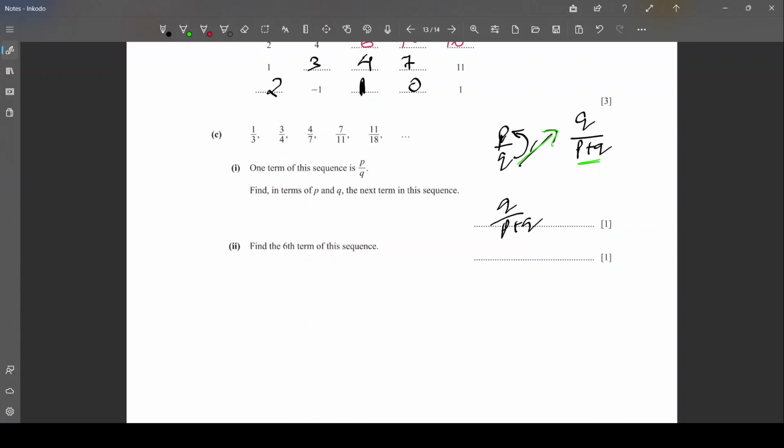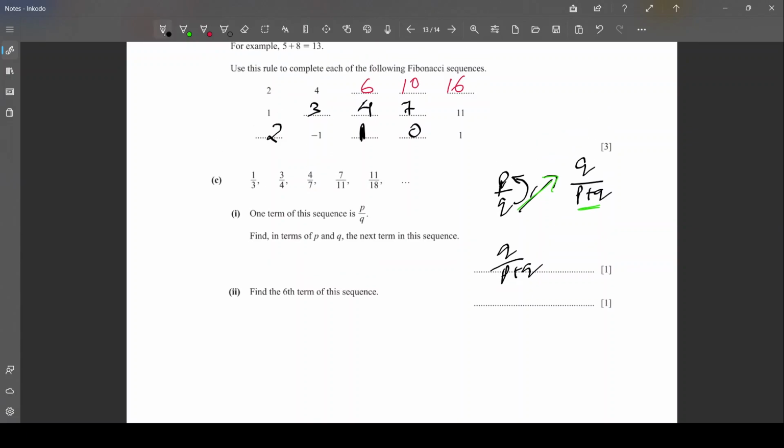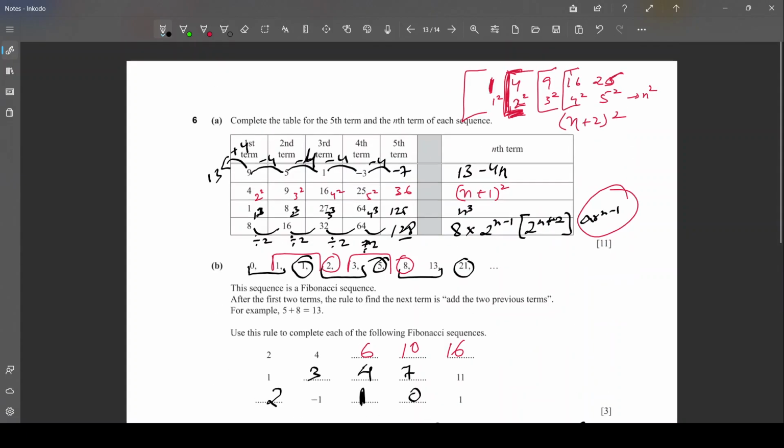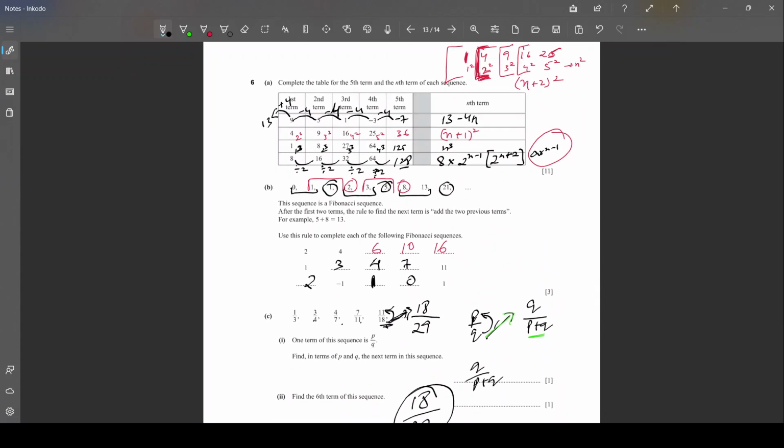So find the sixth term of this sequence. Sixth term will be equal to what now? So this is 1, 2, 3, 4, 5. Fifth term is given. Sixth term will be 18 here, and then 18 plus 11, right? 29. Simple. So for this sixth term, the fifth term we are given. The sixth term will be just like the same case, right? 18 will be here, and 29, because 11 plus 18 is 29. So this is the answer. That's all. I hope you understand this question. Let's move on.